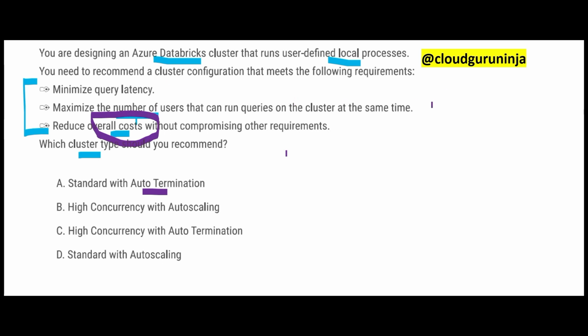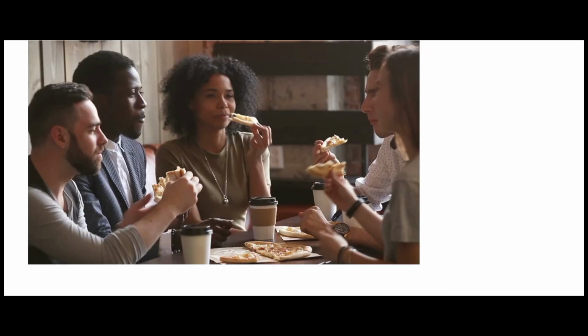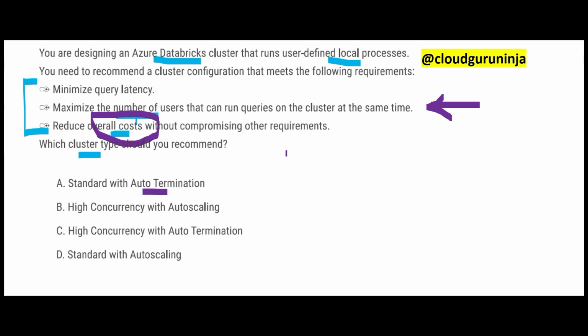That is this one. Will this requirement be helped? Think about it. Maximize the number of users. That means you want to maximize the concurrency. What is concurrency? For example, suppose you are getting into a restaurant and everybody is sharing a plate of pizza. This is concurrency. What will happen if so many people are sharing the pizza? It will get over. We don't want a scenario where the pizza is over at any time.